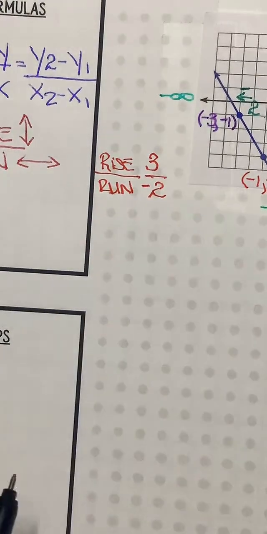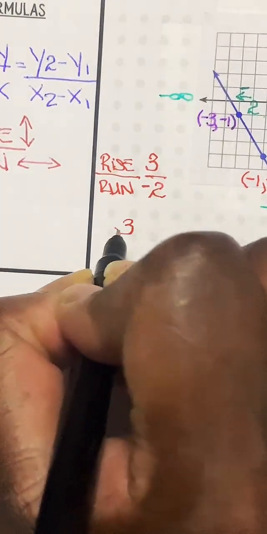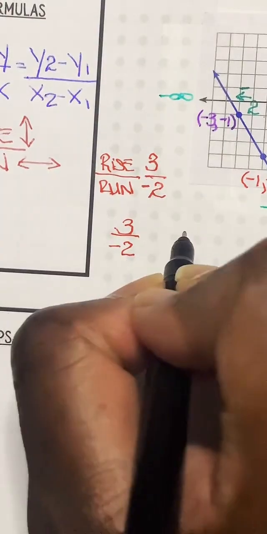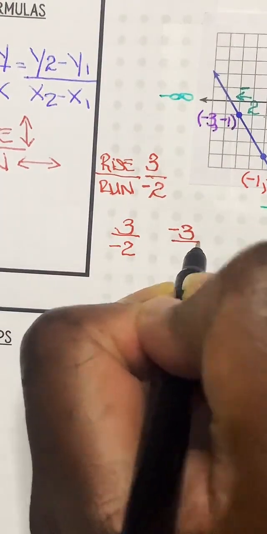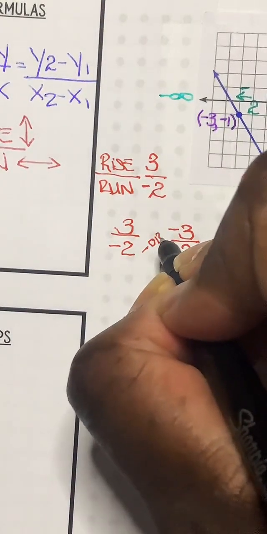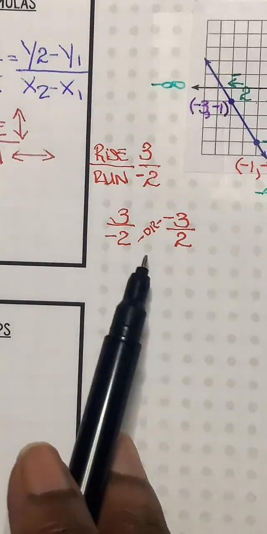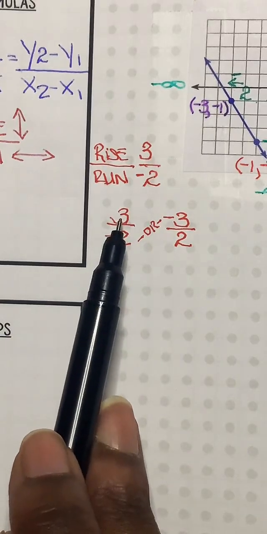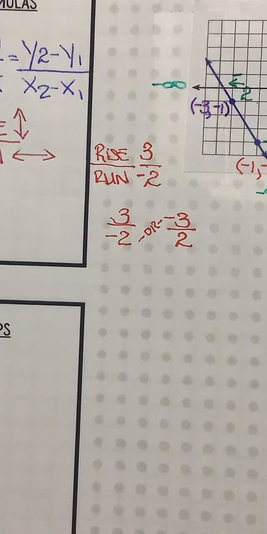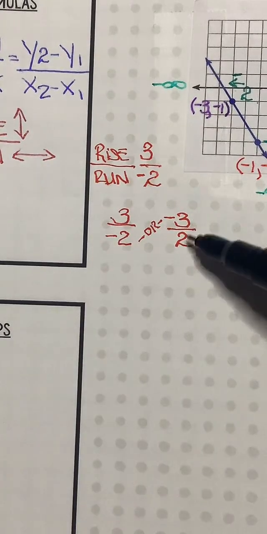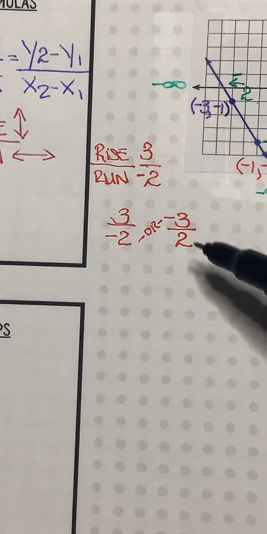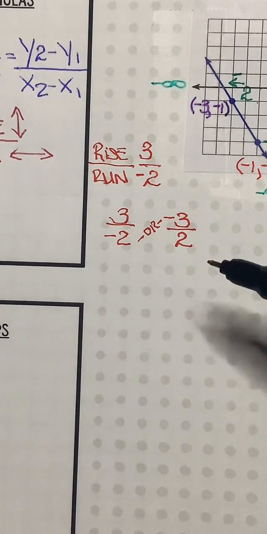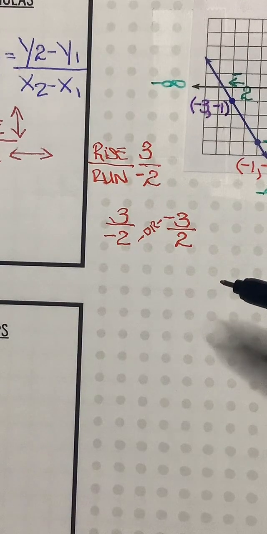So this is the other part that gets people. 3 over -2 or -3 over 2, I'm going to write the word or. When you have a negative slope, you're making either the numerator or denominator negative, not both. Because if you make both of them negative, a negative divided by a negative gives me a positive. So you're making your slope positive when in fact it's really negative. Okay? Taking it all in?